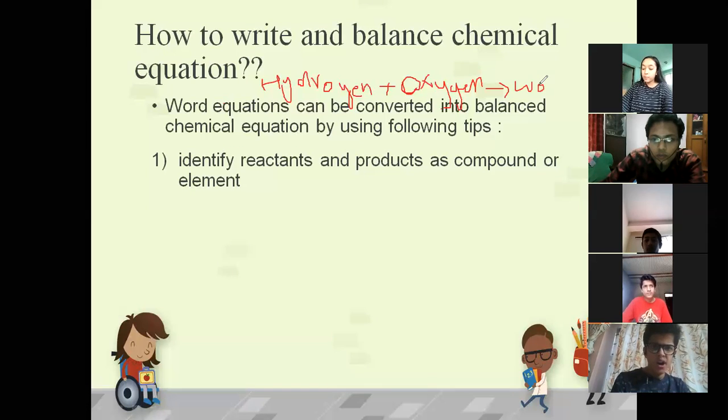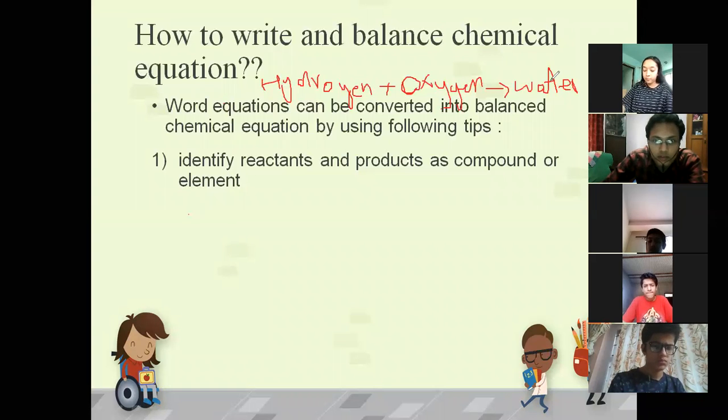Now to convert this word equation into a balanced chemical equation, we have to follow these steps. Step number one says to identify reactants and products as compound or element. Look at that: hydrogen, oxygen, water. Hydrogen and oxygen are elements, and water is a compound. There are two reactants, hydrogen and oxygen, and one product, water. So first point we identified, right?